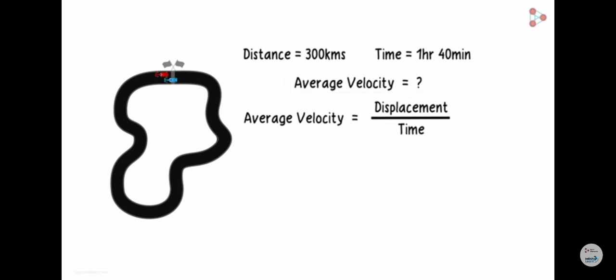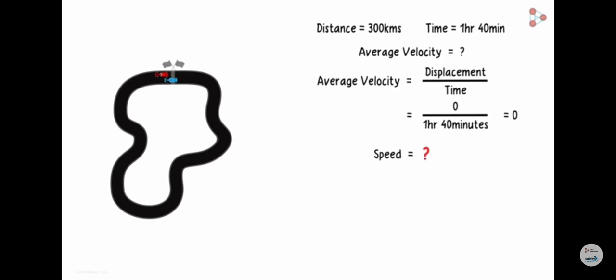First, can you tell me what your displacement is? You started and finished at the same point. So your displacement is 0. 0 divided by the time taken, which is 1 hour 40 minutes, equals 0. That puts your average velocity for the race today at 0 meters per second. If, however, you were trying to calculate the speed you drove at, that would be a different answer. Try and work it out.